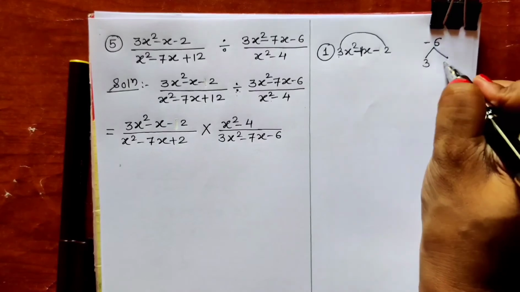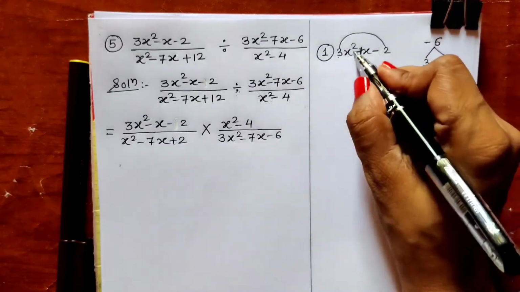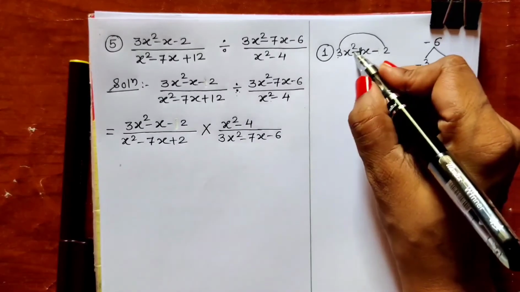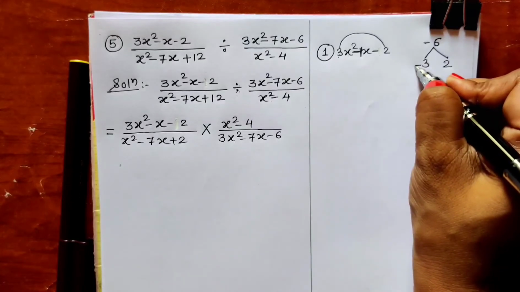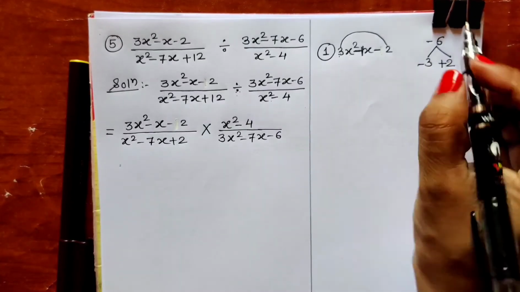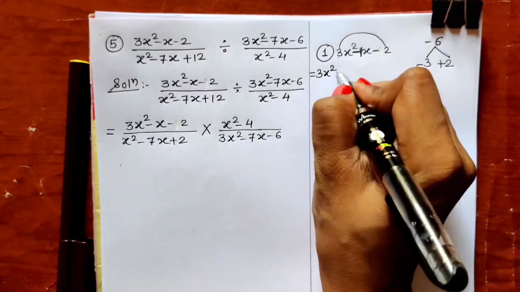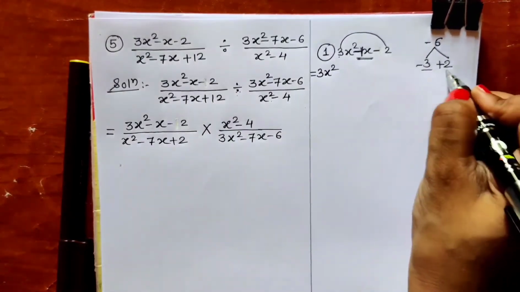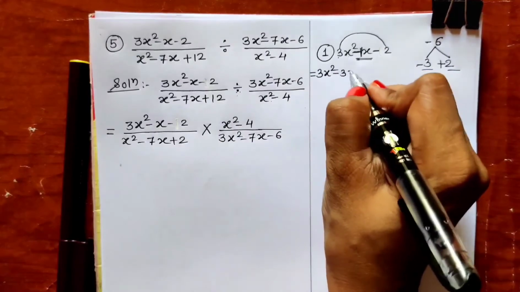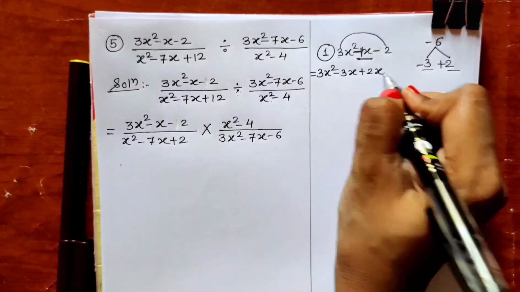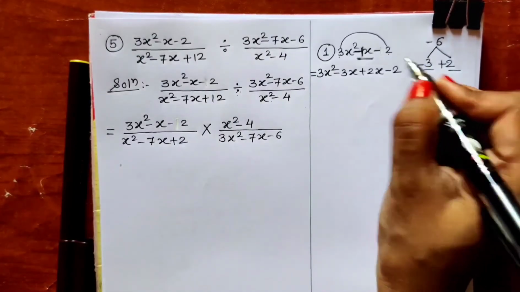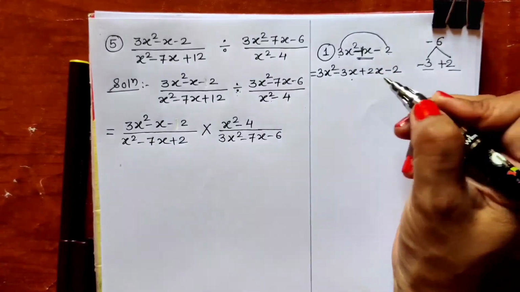We all know 3 2s are 6. So the bigger number should have this minus sign. This middle term sign should be given to the bigger number, and the smaller number should have the plus sign. Now let us solve this. The first term we write as it is. In place of the middle term we write these two terms, minus 3x plus 2x, and the last term we write as it is, minus 2. So the middle term we have split.